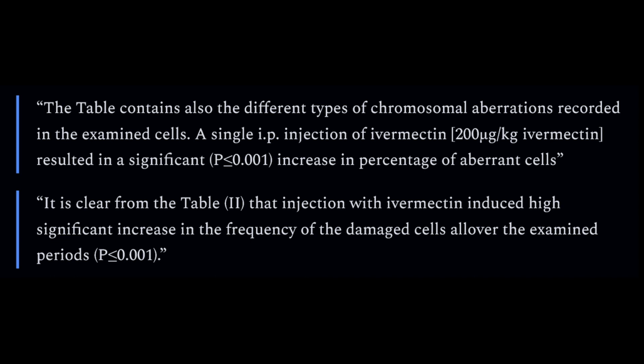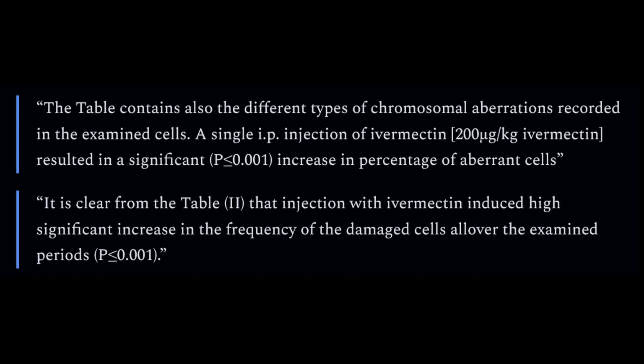A single IP injection of ivermectin," so that's intraperitoneal injection, where the ivermectin's injected into the body cavity, in this case of the mice. So a single IP injection of ivermectin, and not very much, 200 micrograms per kilogram. So the 200 micrograms per kilogram ivermectin injected intraperitoneal resulted in a significant increase in percentage of aberrant cells, with a p-value less than or equal to 0.001.